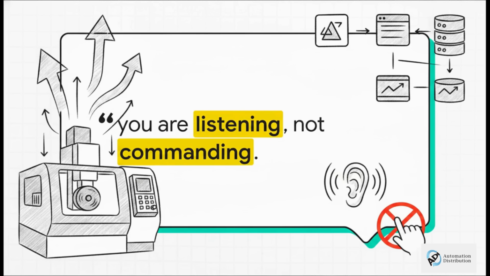Now, one of the defining characteristics of MTConnect is this. You are listening, not commanding. It is entirely read-only and unidirectional. Data only flows from the machine up to the application. MTConnect does not write back, and it doesn't control the machine. This is a massive relief for plant operators, honestly, because it makes it inherently safe to deploy on active production equipment. You can monitor everything without the risk of accidentally altering a machine's programming or ruining a production run.